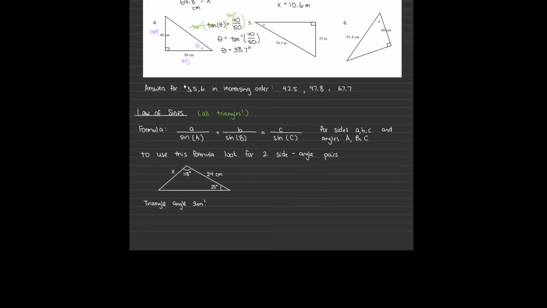So just to show my work, I'm going to call this missing angle y. So I know that 118 plus 22 plus our missing angle y is supposed to equal 180 degrees, and so y must be 40 degrees.